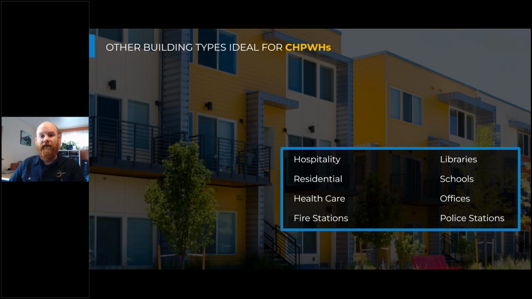So a lot of great building types and applications. Heat pump water heaters are ideal for numerous building types and different occupancy types.